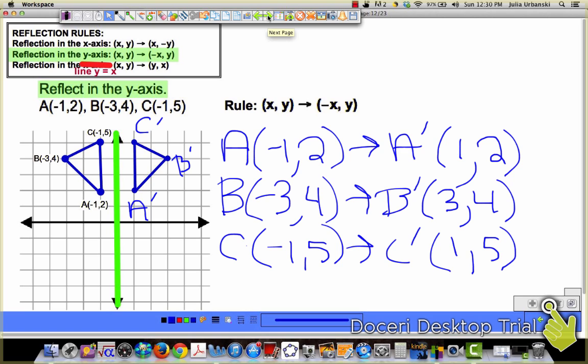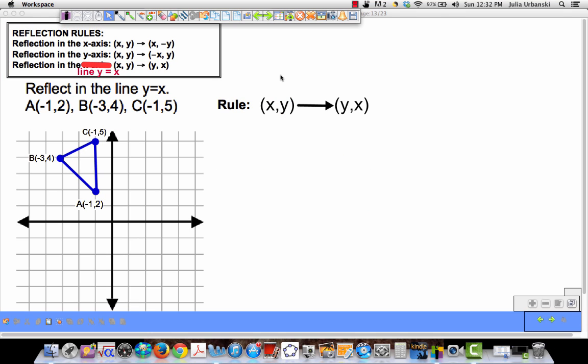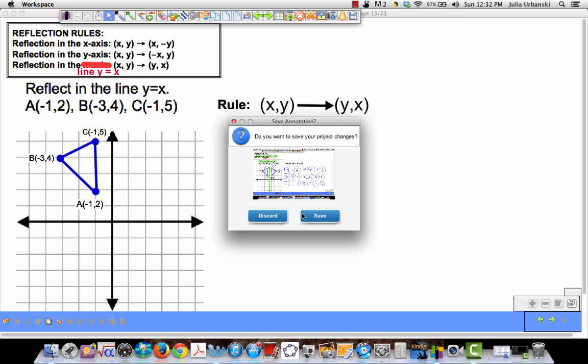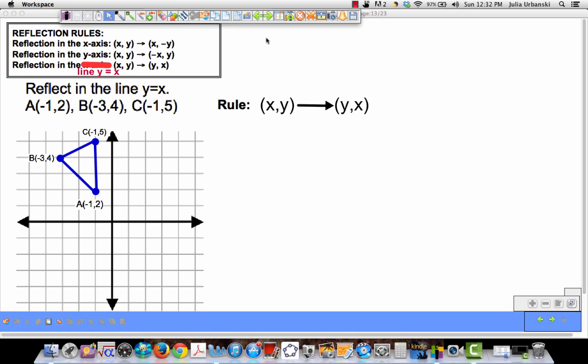And the last one you need to be able to do is this one right here. Now we're going to look at reflecting it in the line y equals x. And this is the trickiest for people because sometimes you forget your algebra. But y equals x is just in the form y equals mx plus b. So we have to graph that line as our mirror. And we're going to be thinking about it as y equals mx plus b.